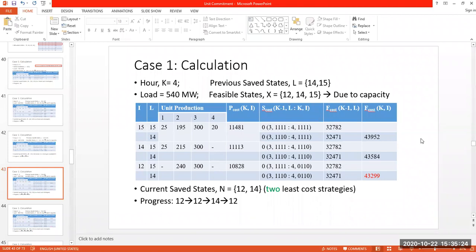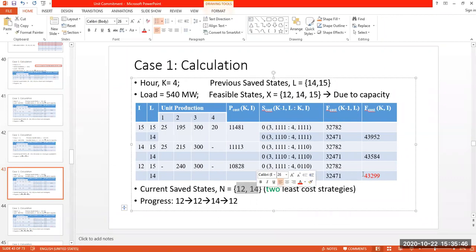Okay, so then we continue. Now the demand has decreased. So again, we have state number 12 included in the feasible states. We continue the calculation. And here it is again seen that the state transition from 14 to 12 is the least cost strategy. And the next least cost is 14 to 14. So again, I save 12 and 14.